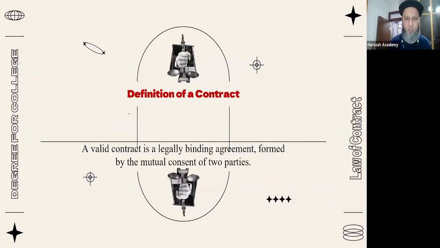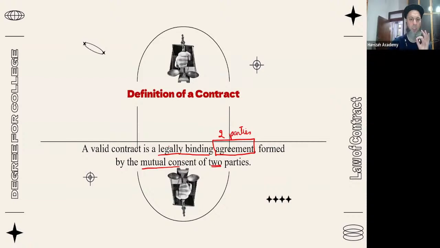So what is a contract according to UK law? A valid contract is a legally binding agreement. This shows us that first of all, it is an agreement. For an agreement, we understand that one person cannot agree with himself. It doesn't make any sense. So there have to be at least 2 parties among whom the contract will be formed. I'll come to what legally binding means in a while. It is formed by the mutual consent of 2 parties. In most cases, we'll be discussing 2 parties. Mutual consent means both parties agree to making that contract, and that is implied in the word agreement as well.